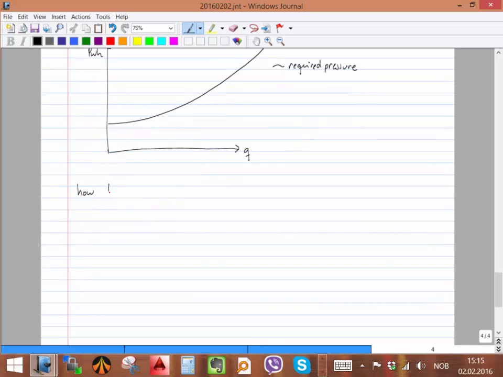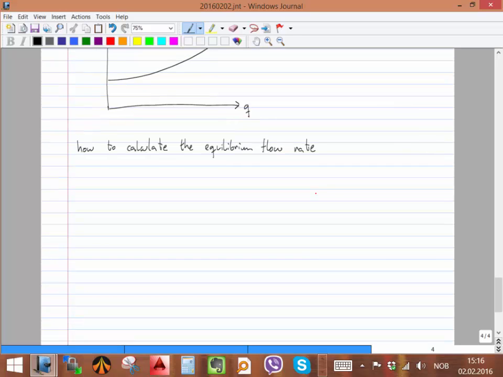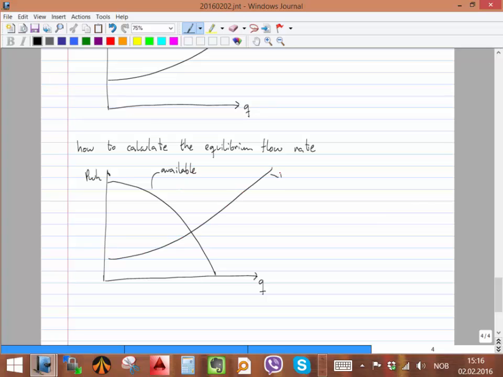So how do we calculate the equilibrium? We call it the equilibrium flow rate. We just superimpose the two curves. Both of them are wellhead pressure, and both have the same rate. We have what is available from the reservoir up through the tubing to the wellhead, and we superimpose the required pressure curve. What's going to be the equilibrium rate? Just the intersection between them. At that point, what the system is giving up to the wellhead is the same as what the system is requiring at the wellhead. So this point is the equilibrium rate, and this is the actual rate that the system is going to produce.